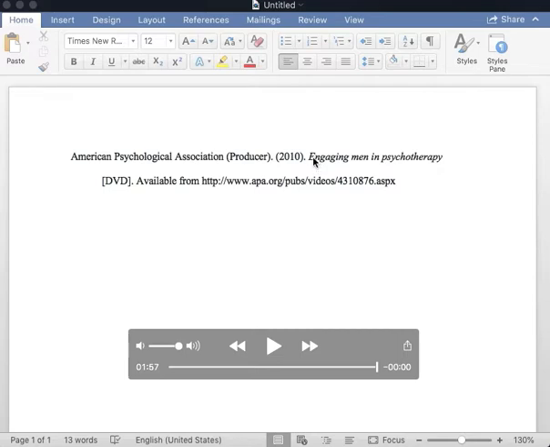Next, you must insert the medium of the recording. In this case, this recording is a DVD. Therefore, I have DVD with brackets around it. Next, insert one period followed by one space.